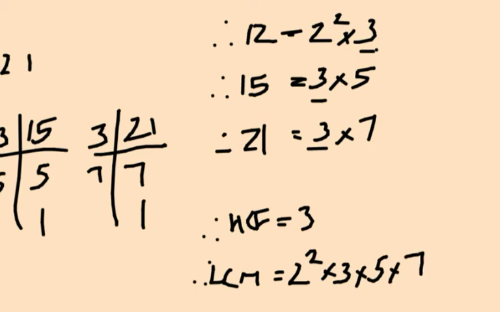So 5 into 2 is 10, and 7 into 3 is 21, and the remaining 2, so we get 42. So we multiply it, we get 420. So the answer is 420. How did I get this?